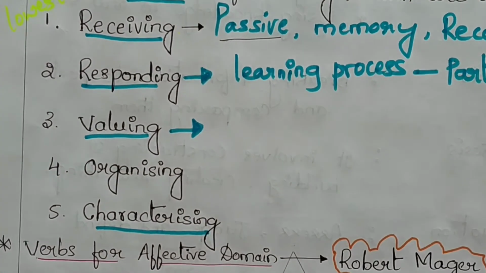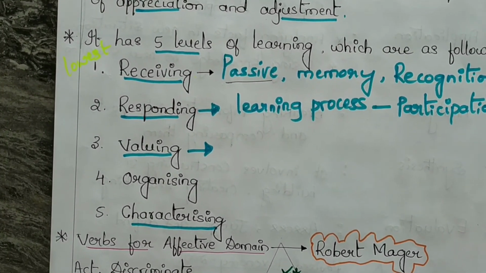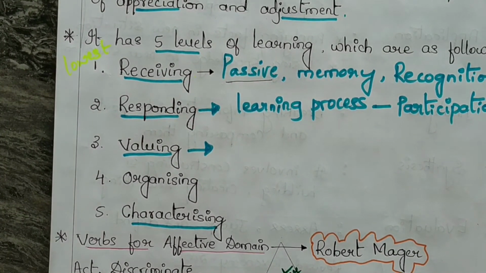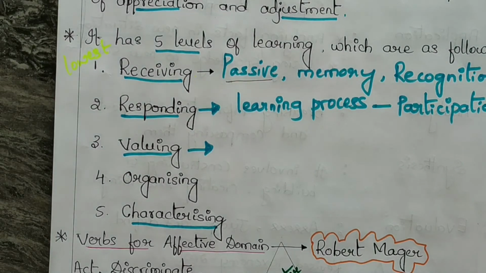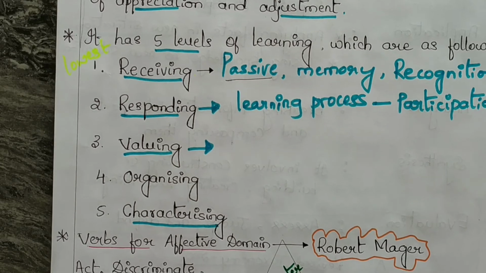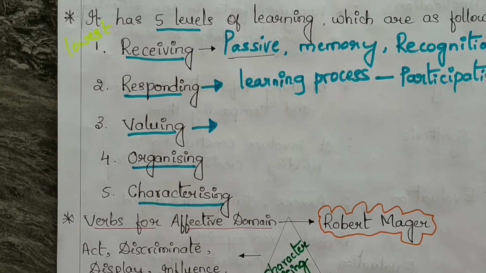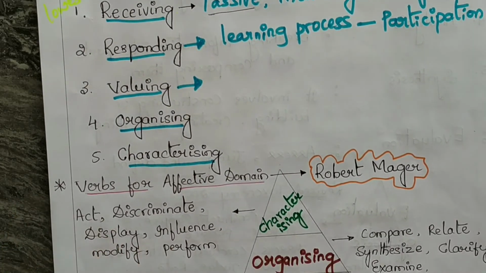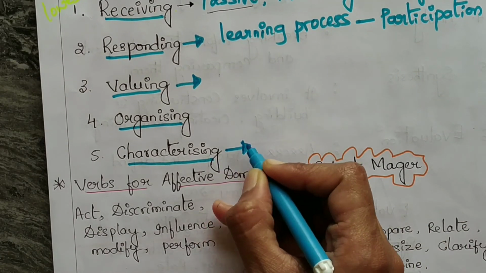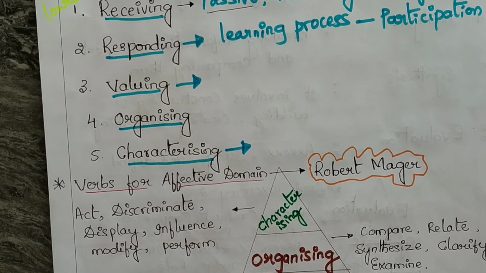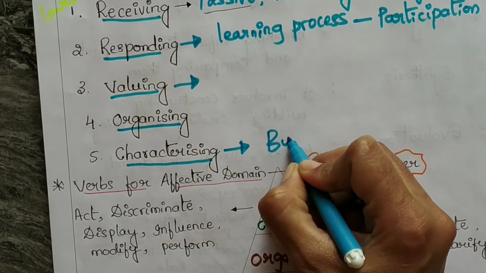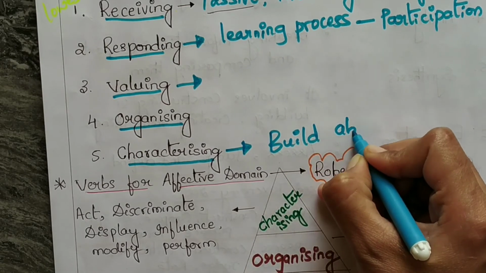Then coming to organizing. Here organizing means when the information is important to him, he will start to differentiate the values, information and ideas that the students have learned. That is about the organization. Means here he is able to organize the information. Next, coming to the characterization. Here characterization means he is able to develop and build an abstract knowledge.